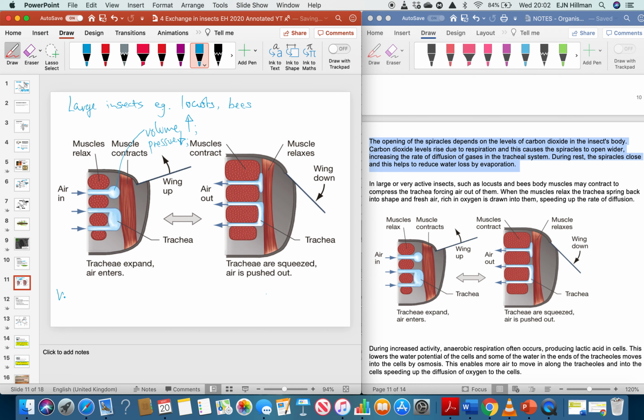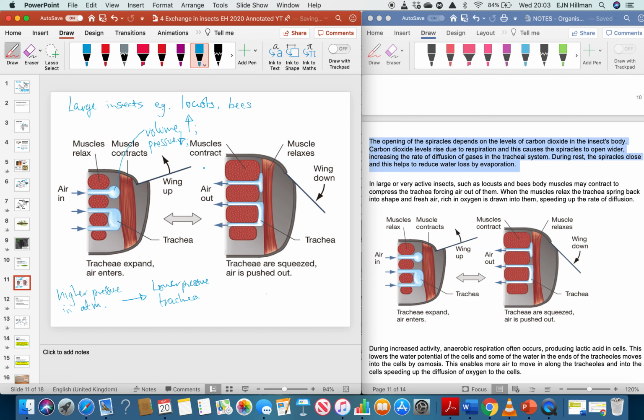So there is a higher pressure in the atmosphere, a lower pressure in the trachea. So air moves down that pressure gradient from the higher pressure in the atmosphere to the lower pressure in the trachea. Okay, so air is moved in.